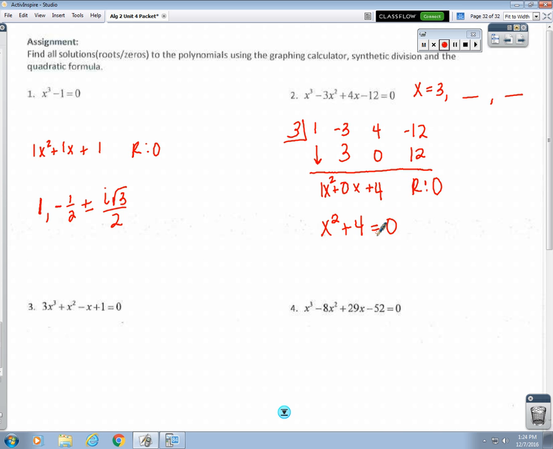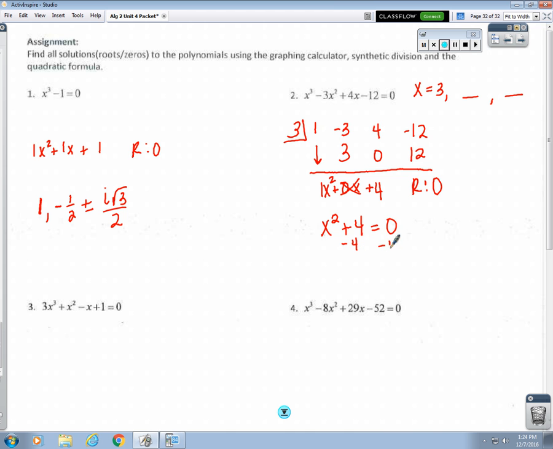Now, if you wanted to, you could use the quadratic formula. Your a would be 1, your b would be 0, and your c would be 4. But there's an easier way. You don't have to use the quadratic formula when all you have is your x squared term and your constant. If your b is 0, like this one, and you didn't have to rewrite it, we can use another method called the square root method. How would I get x by itself?